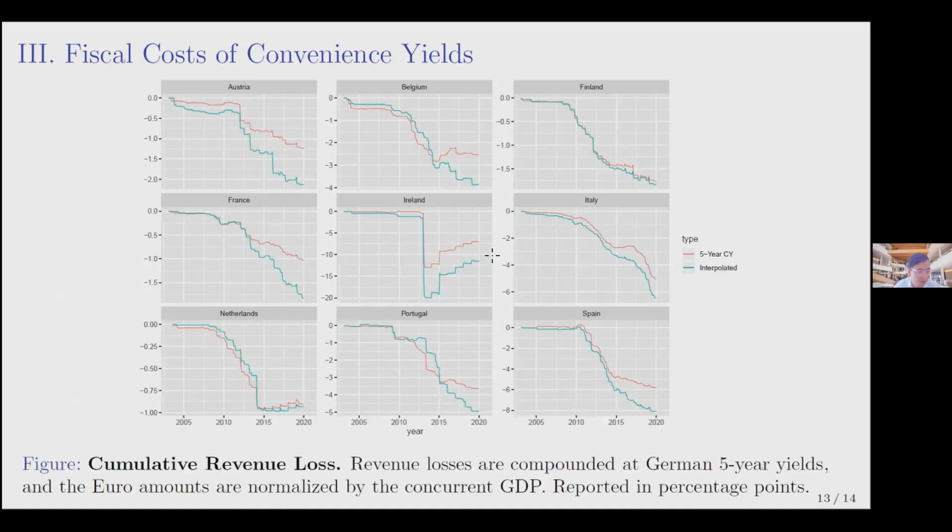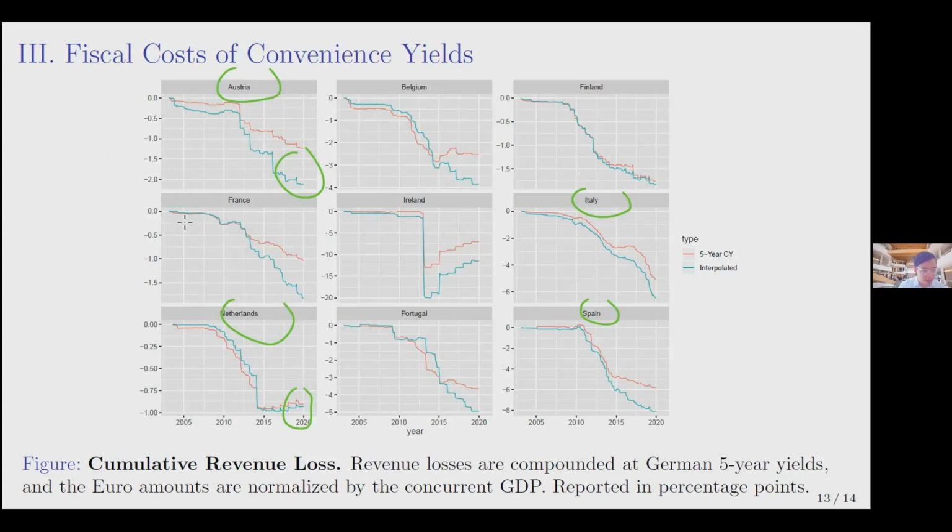Here is our last figure. We make this plot by doing a cumulative sum across the time. We find that for countries like Spain and Italy, the revenue loss due to a lower convenience yield relative to Germany leads to about 5 to 8% of the GDP in these countries. Even for countries like Netherlands and Austria, this revenue loss is also non-negligible, around 1 to 2% of the GDP over the past 10 years.